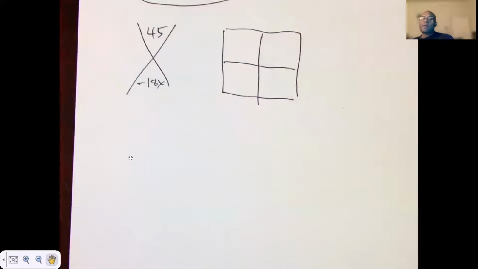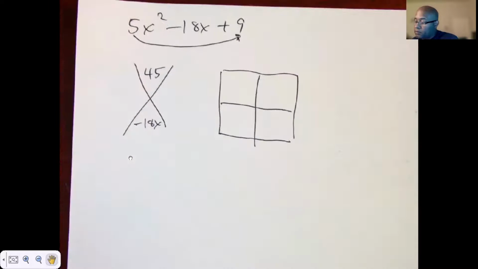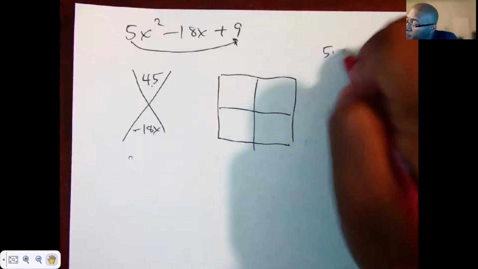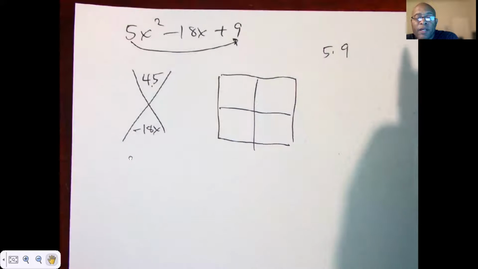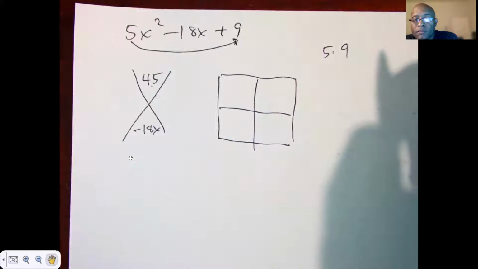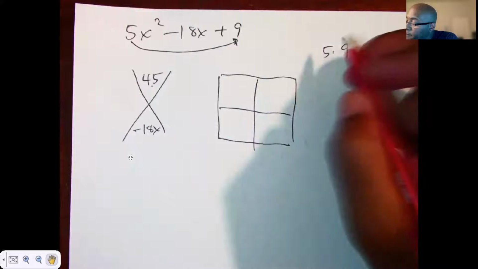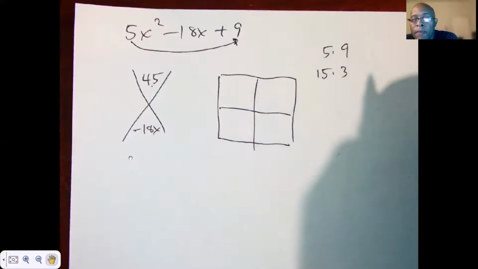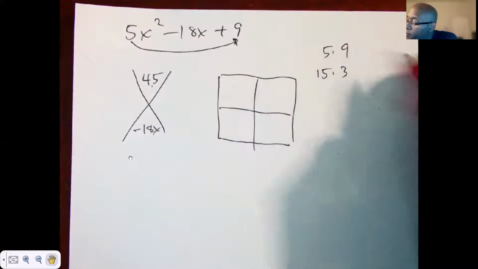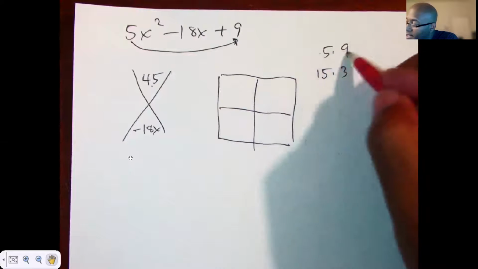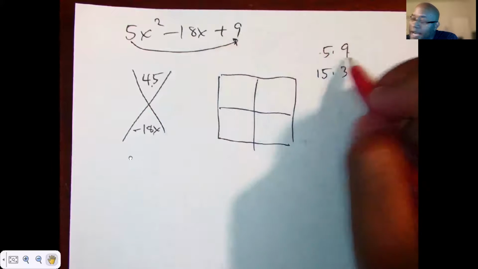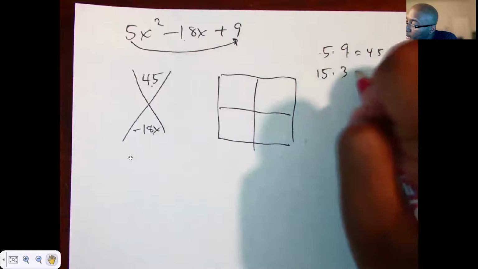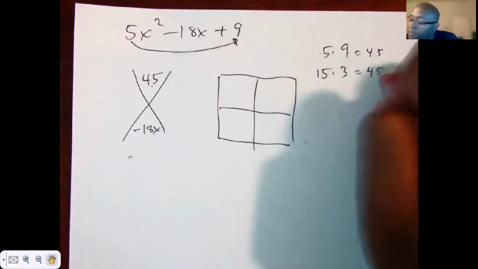Okay. So I'm going to set up my boxes here. So watch. This is what I know. What numbers multiply to give you 45? 5 times 9. What else? 15 times 3. 5 times 9 is 45, but I also have to add them to get negative 18. So I know 5 times 9 is 45. 15 times 3 is 45.